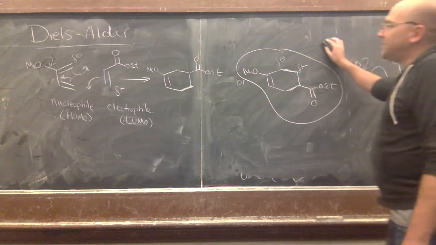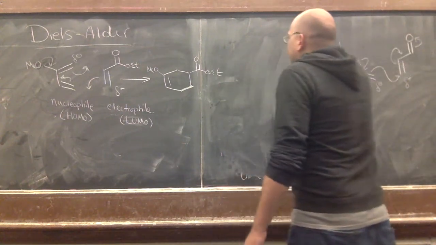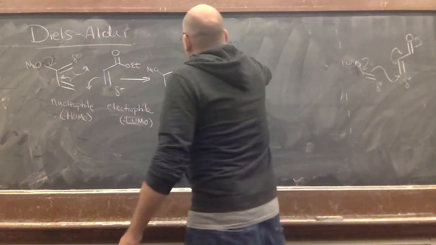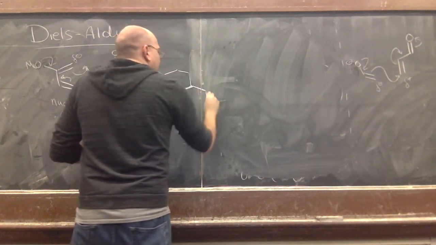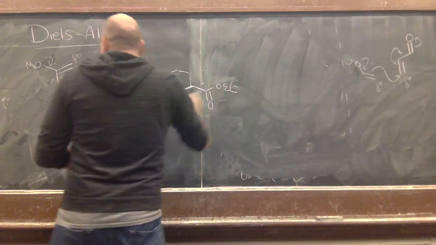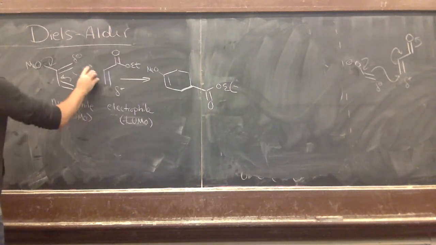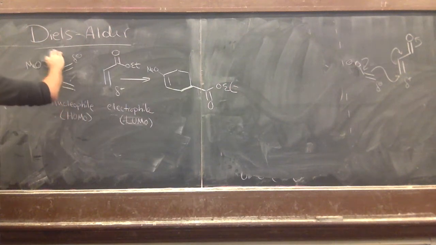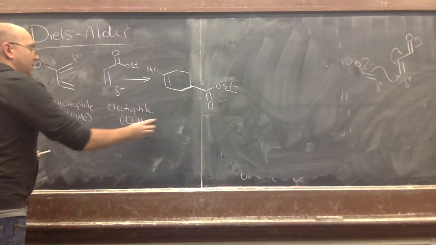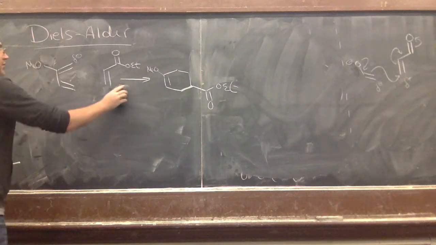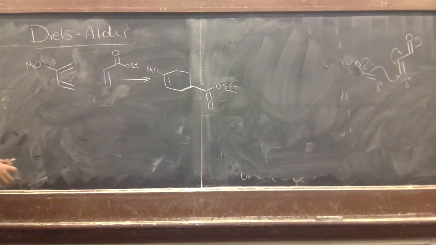But what happens, now that we've established that we're going to get that regioisomer, what happens if we introduce, and we'll increase the difficulty level. All right, so there's a few different ways in which we can generate stereochemistry.